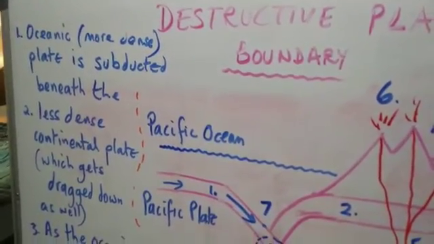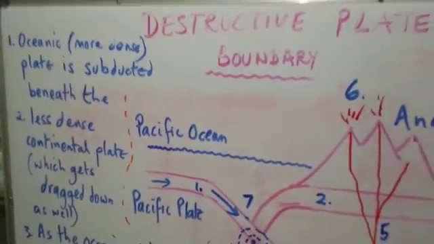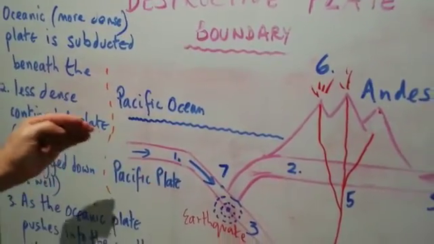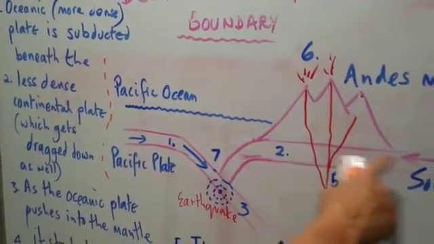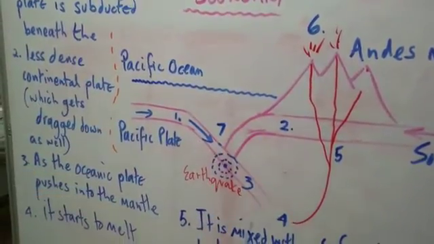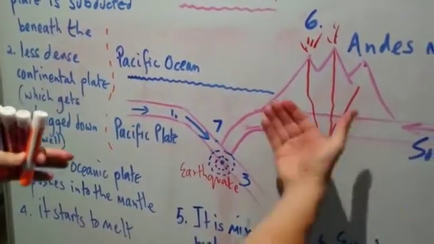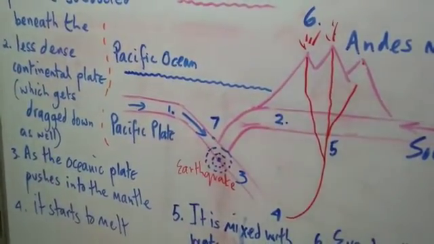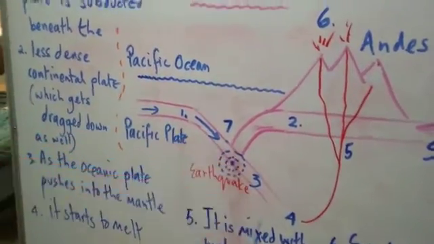So as you can see from the labels here, there's quite a lot more going on at a destructive plate boundary. First of all, the oceanic plate, which is more dense, is subducted. That means pushed underneath the number 2, the less dense continental plate, which gets dragged down with it. Now in my previous explanation I said it gets pushed up. Technically it does, because this is building up here as it's being pushed down here, but on the edges it's being dragged down. And as it gets dragged down, that makes the ocean deeper.